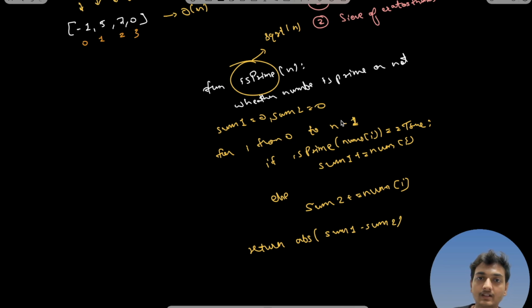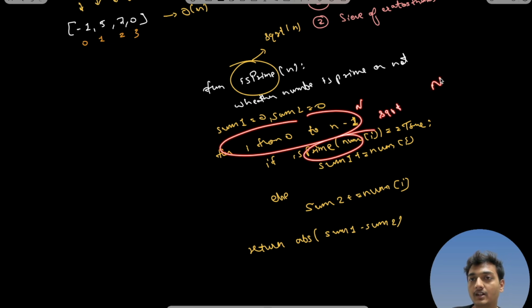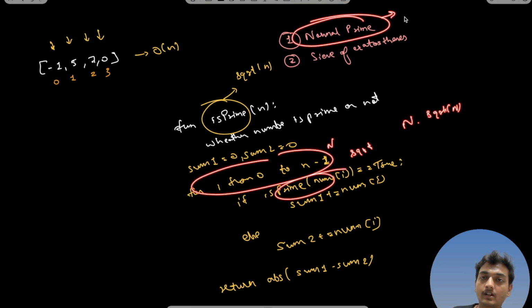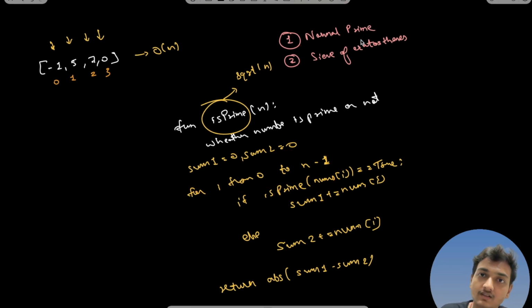So this is basically order of n time. This is square root of n. So our overall time complexity becomes n times square root of n. So we can achieve this by the normal prime method, but we have some optimization here that can reduce this square root of n time. Okay, so let's see how we can do that.